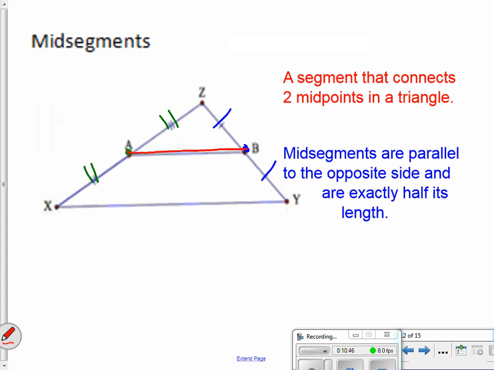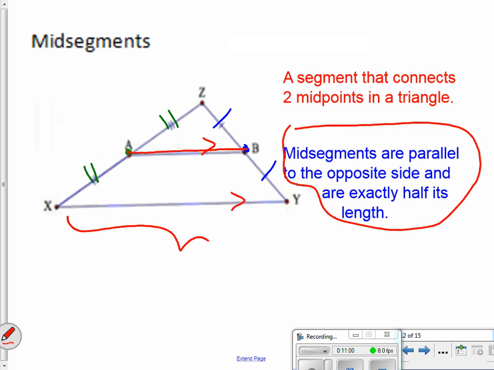Now, something special about mid-segments, it's very nice to know: mid-segments are parallel to the opposite side and are exactly half its length. So we could say that this is parallel to this, and if this whole thing was 12 feet, this one up here would have to be 6 feet. It's exactly half, and it's parallel. So it's nice to know that definition. That'll help us with a lot of our examples or a lot of our problems.